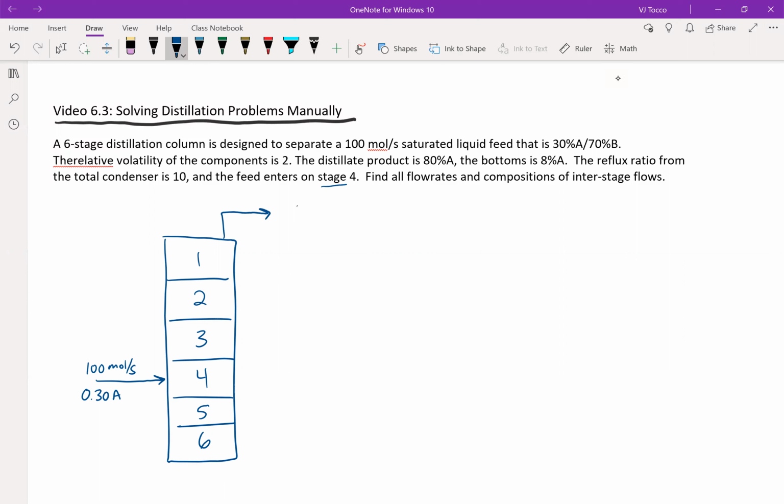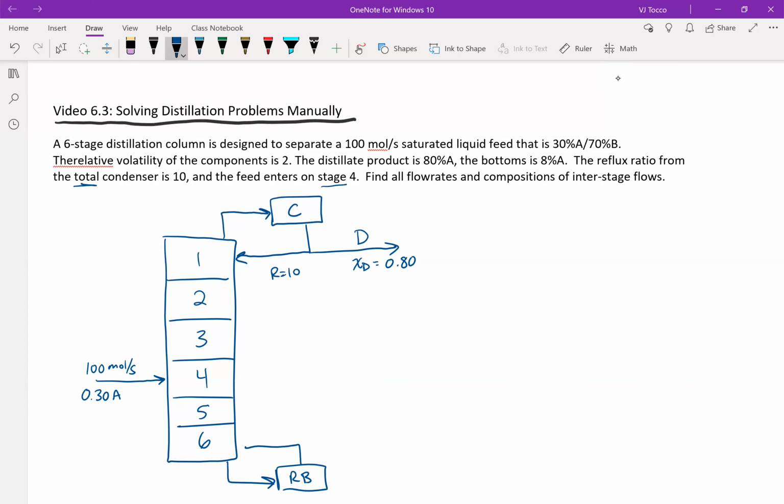I have a total condenser at the top. And it says total condenser, so I don't have to figure out whether it's partial or total. And it is refluxing at a reflux ratio of 10. R is equal to 10. I have a distillate product of unknown flow rate, but I know that XD is equal to 0.80. And at the bottom of the column, I have to draw my reboiler. And my bottoms product is an unknown flow rate, but my XB is 0.08.